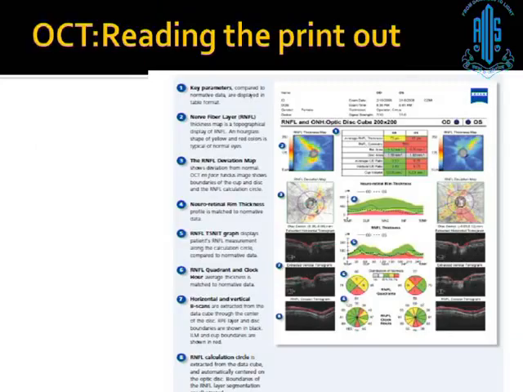How to read the printout of the OCT? This is the printout. Here what you are seeing is the RNFL thickness map. The darker the color, the thicker is the RNFL. And here is the deviation map, which you can probably compare to the pattern deviation plot in the perimeter.